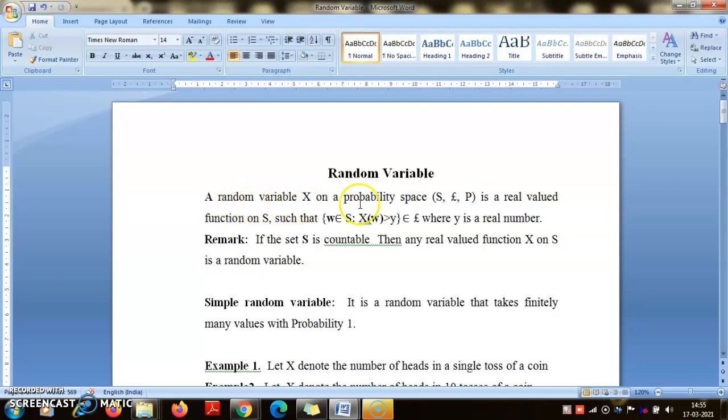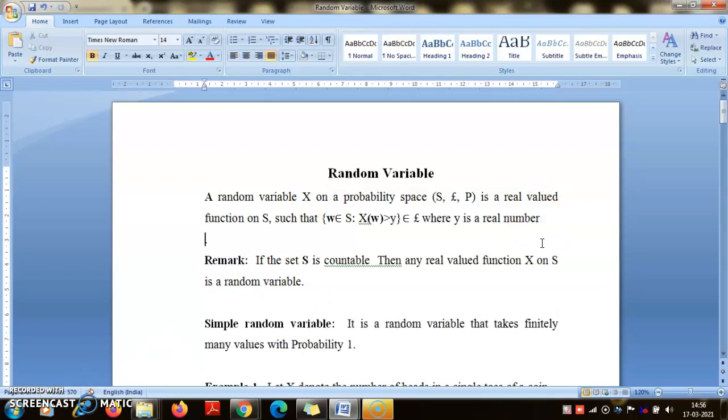A random variable on a probability space is a real valued function on S. So I believe all of you had studied functions at your 11th or 12th level. Here a function has two parts, a domain and a codomain or range. In this case, the domain of the function is S, and it is mapped into R. So for every point in S, there is the image X(w), which is a real number.